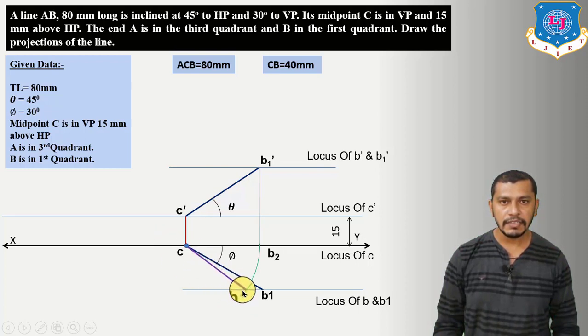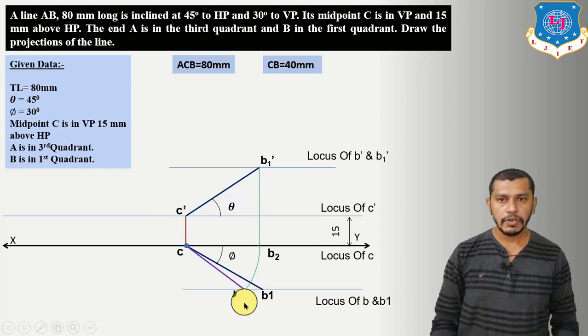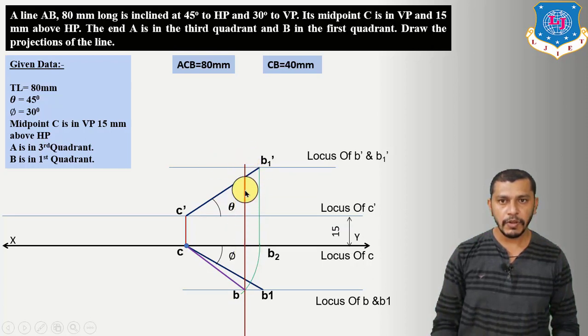But right now this plan length is half plan length because still we have to find out the locus of A. Now from B draw a projector of point B and we will get B dash on this projector at locus of B dash. So the intersection point of this projector and this locus of B dash and B1 dash will give us the B dash. Connect B dash to C dash, this will be our elevation line. But again, make sure that this length is the half elevation line, because still we have to find out the locus of A dash somewhere below the XY reference line.